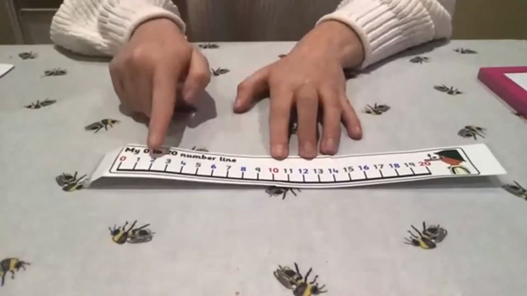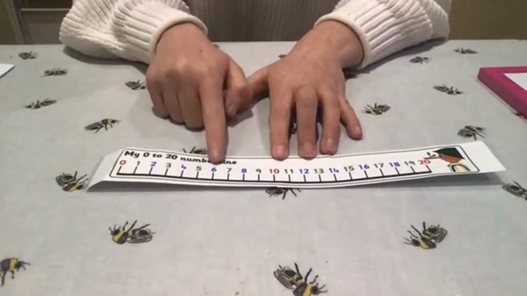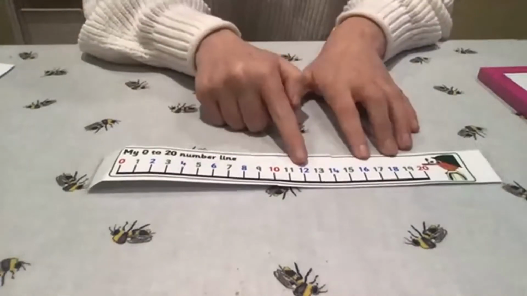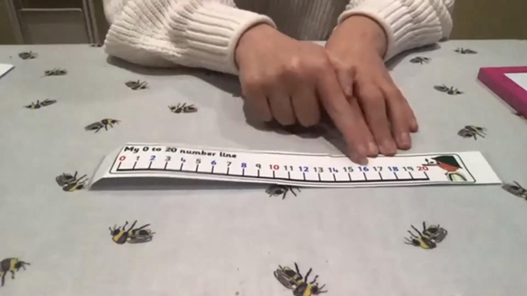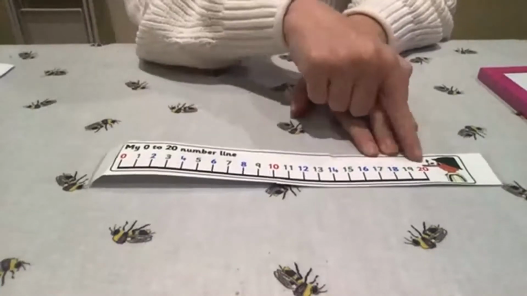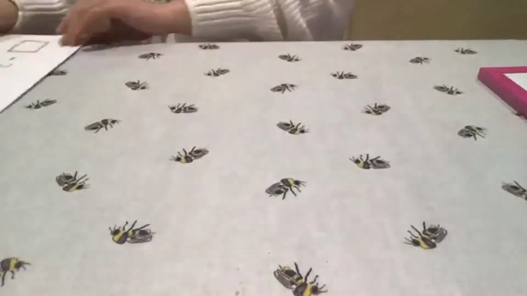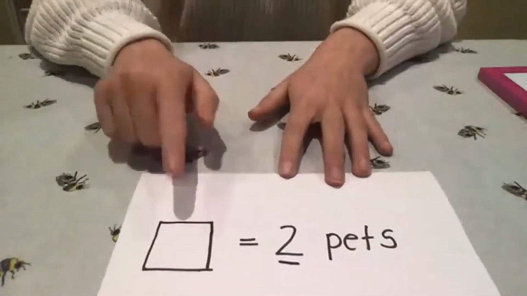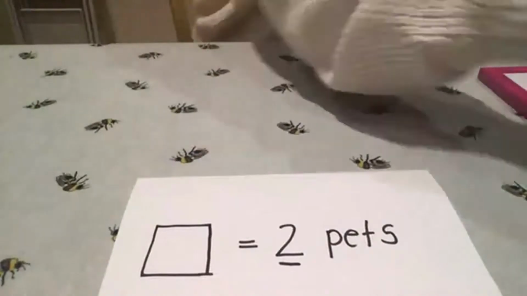0, 2, 4, 6, 8, 10, 12, 14, 16, 18, 20. Wow, Year 2, well done. You are super duper, as I said, at counting in 2s. And that will really help you today, because our key for our pictogram today says that one square represents 2 pets. So let's have a look at our pictogram.